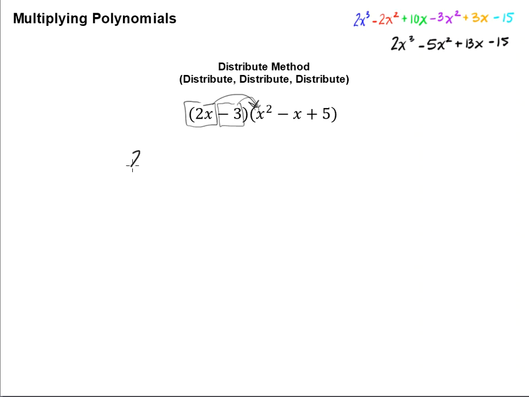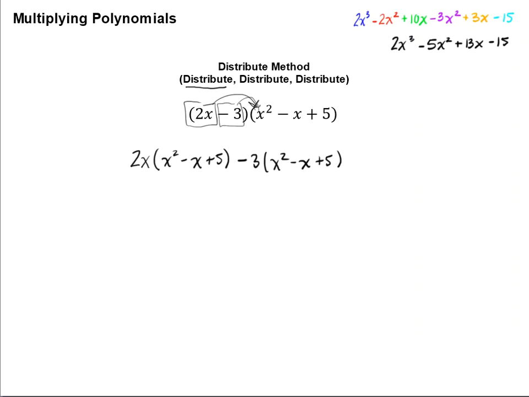So what it's going to look like is this. I'm going to take the 2x, and I'm going to distribute it to x squared minus x plus 5, like so. And then I'm going to distribute the negative 3 to the same thing, x squared minus x plus 5. So that was the first distribute right there. So I distribute the 2x to that polynomial. I distribute the negative 3 to that polynomial. Okay.